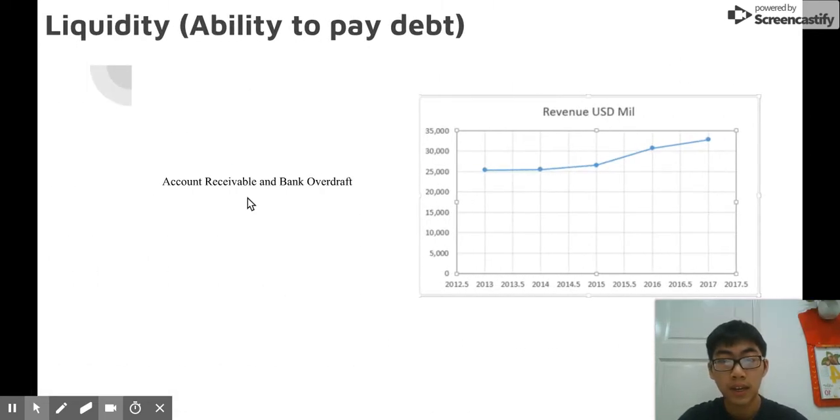Another piece of information about the liquidity I want to talk about is the revenue. Here you can see that from 2013 to 2017, the revenue is growing. Revenue is showing the receivable, all the receivable and the bank overdrafts.